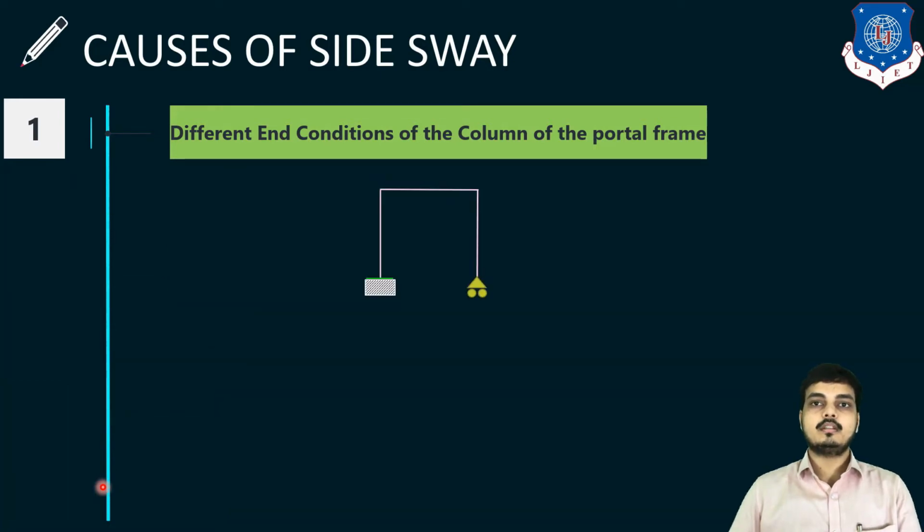So let's proceed. These are the causes of side sway, in which the first is different end conditions of the column. You can see that this is a frame in which one support is a fixed support and another support is a roller support. So there are two different end conditions, and for different end conditions of the column, sway will occur in that particular portal frame. Whenever you see different end supports, you can conclude that sway will occur in this frame.